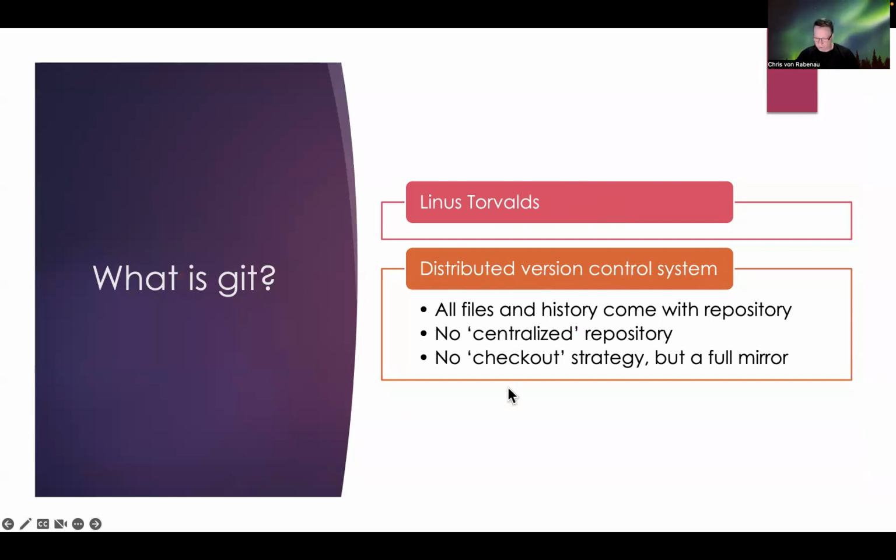It's a distributed version control system, which means all the files and history come with the repository. When I clone a repository, I get the entire history of that repository. There's no centralized repository of it, and there's no checkout strategy, so I don't have to check out my files. I get a full mirror of what's in the repository, and I can work in that repository.